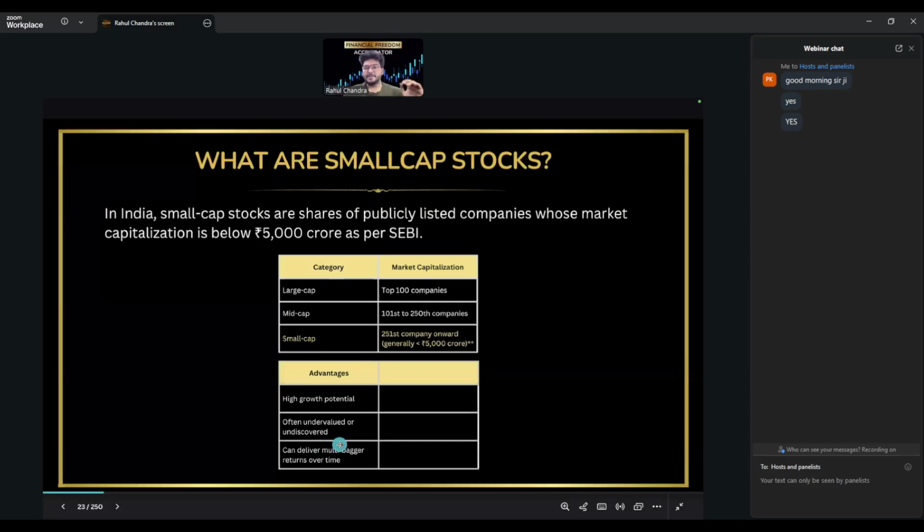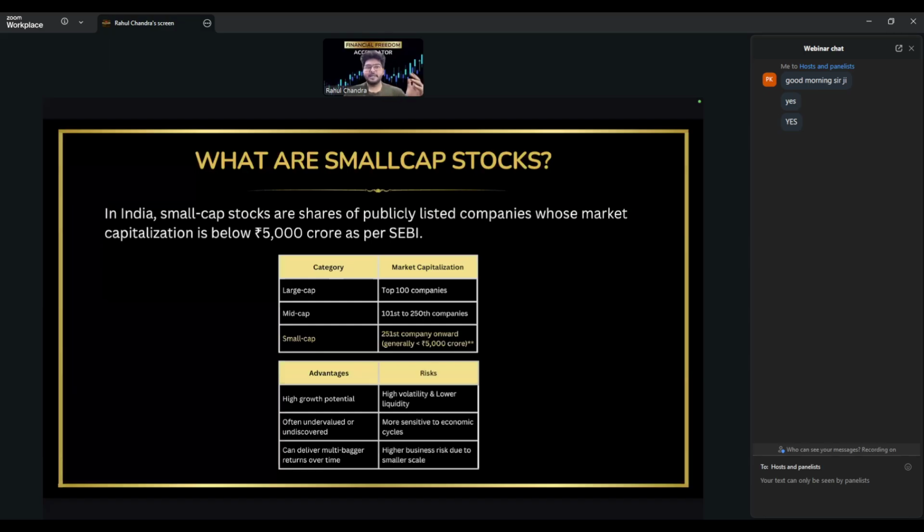And as I said, because they have a lot of room to grow, if the company is successful in its growth, they can deliver a lot of returns over the course of time as they become bigger and bigger. But are there only advantages to small cap stocks? Absolutely no. There are disadvantages as well. I will tell you, my job is to be absolutely honest with you. Small cap stocks have their advantages, they have their risks as well.